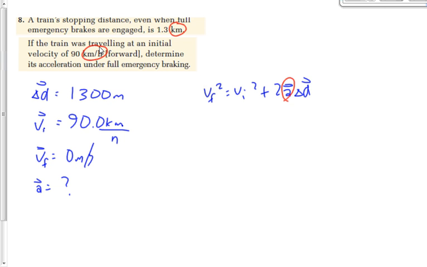Good. What's not attached here? What's not attached to the A? Because I'm solving for A here, right? Okay, yeah, that's a 2, but the 2 is attached to it, right? 2 is multiplied by it, so it's attached. What's not attached to the A? VI, right? So let's get rid of the VI squared. It's added, so let's take it over to the other side by subtracting.